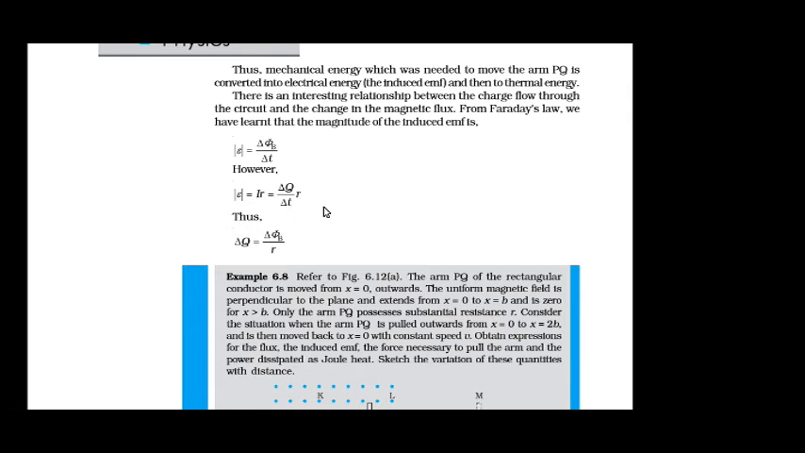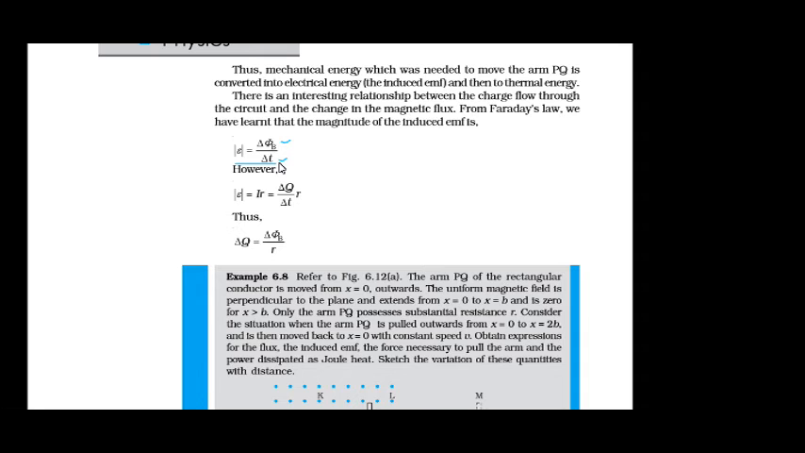So let us understand this. First line, how this came. Modulus of induced EMF is equal to delta phi B by delta t. Why? By the definition of the induced EMF, which we have learned from Faraday's law: rate of change of magnetic flux. So rate of change of magnetic flux is delta phi B upon delta t.